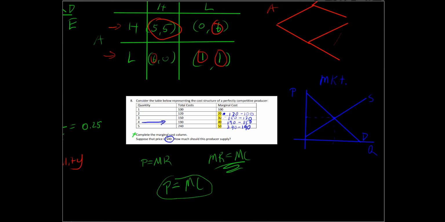This statement here. So we can say, all right, price is 40. So we need to equate that to marginal cost 40. And we can see that that corresponds to a level of output of 4. So the perfectly competitive producer should produce Q equal to 4, should produce 4 units of output. Any questions on that one?